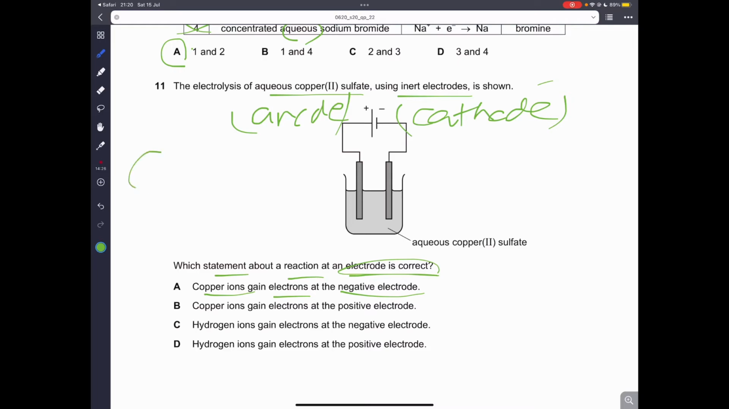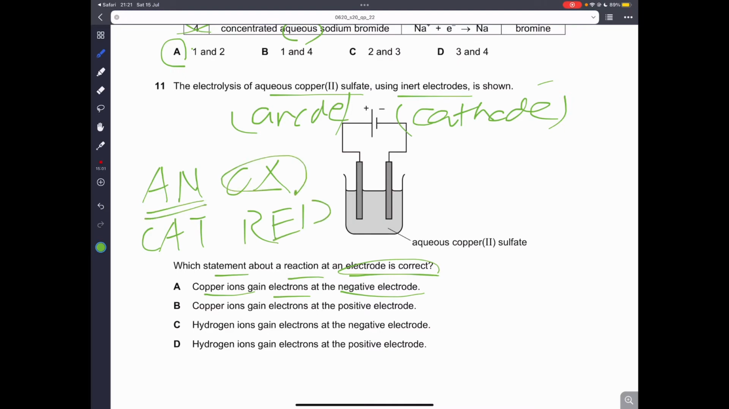Okay, before we start this question, remember the acronym AN OX and RED CAT. This basically means that at the anode, oxidation will take place, and at the cathode, reduction will always take place.